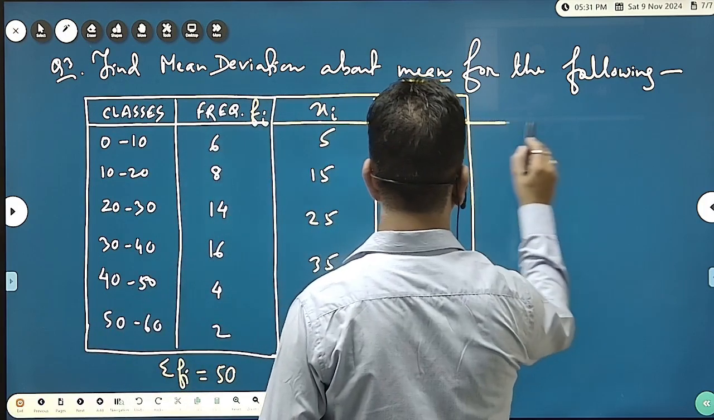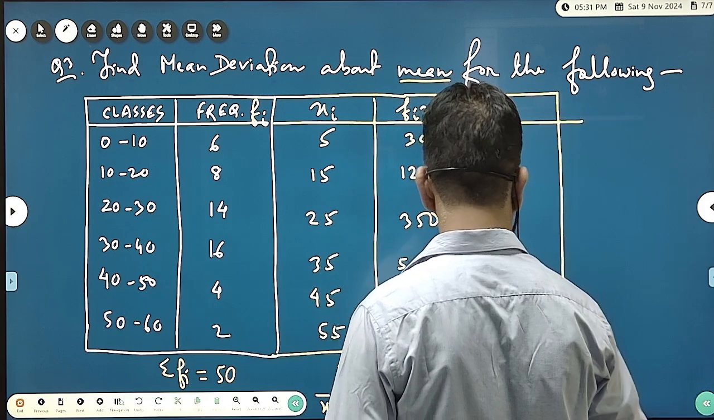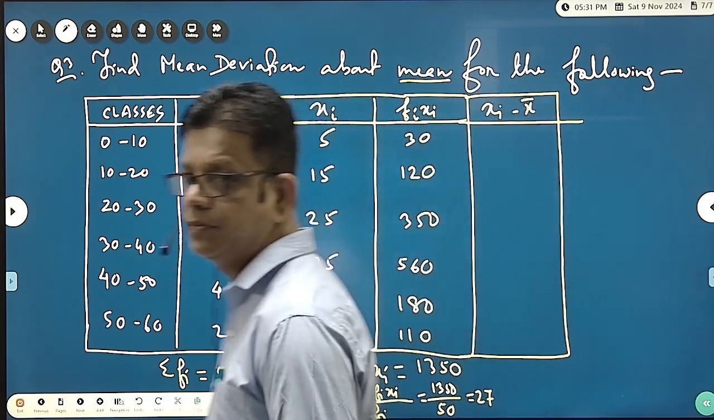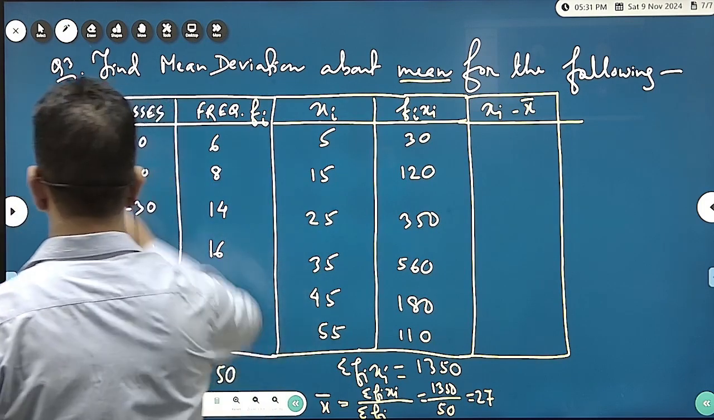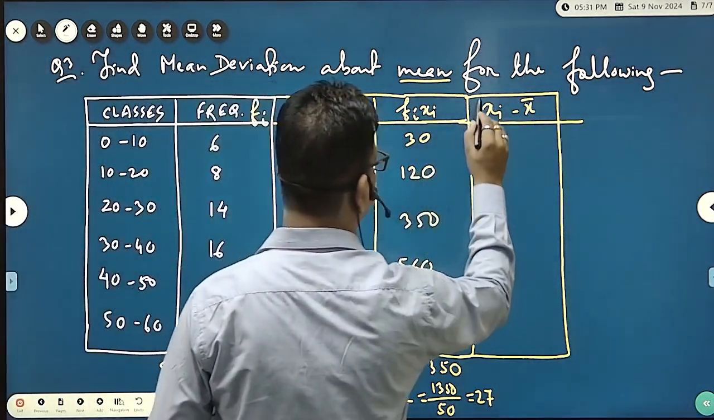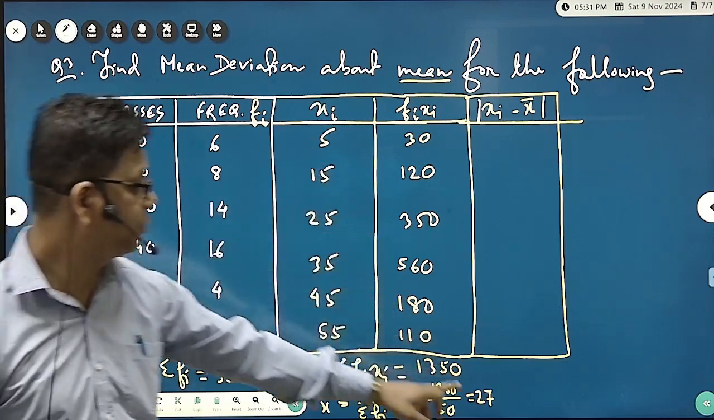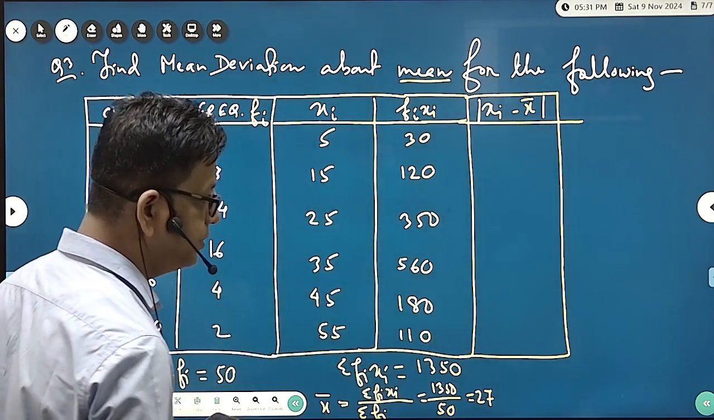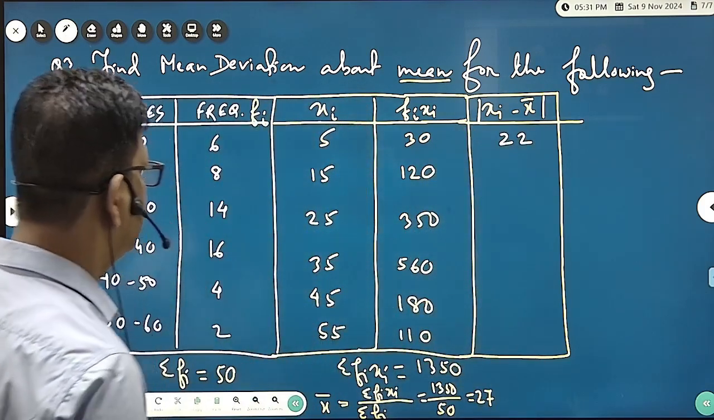Now what we'll do, since the mean is ready, is first find xi minus x bar. We will find xi minus x bar under the modulus. So that is xi minus x bar, but we will do it under modulus. So what is xi here? 5. X bar how much? 27. So 5 minus 27 will be minus 22, right? Minus 22 under modulus will be how much? 22. Could you understand? Right?